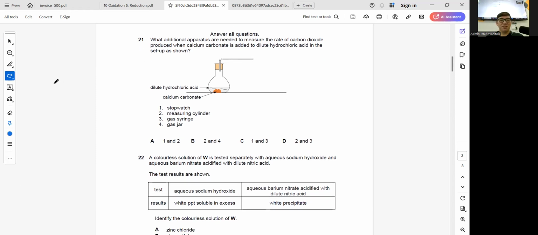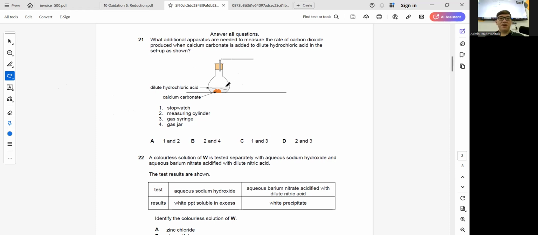What's the answer for the first question? That is wrong. Yeah, I pick C. Gas syringe. Okay, you pick A, which is the measuring cylinder. So both stopwatch, but you pick the measuring cylinder, you pick the gas syringe. Why would you use a measuring cylinder? What will you measure with a measuring cylinder?